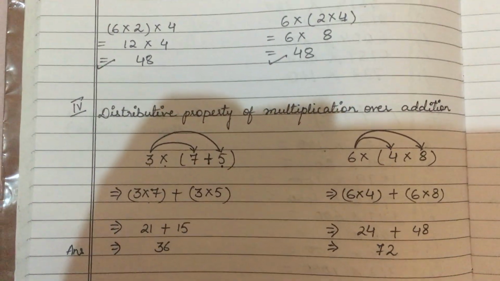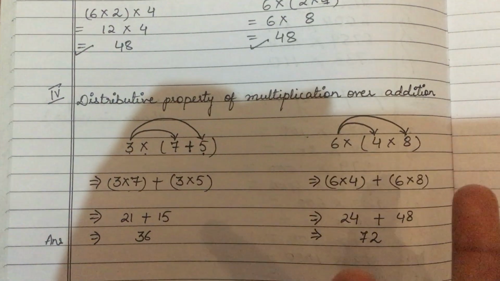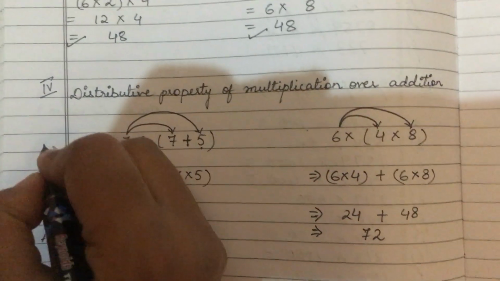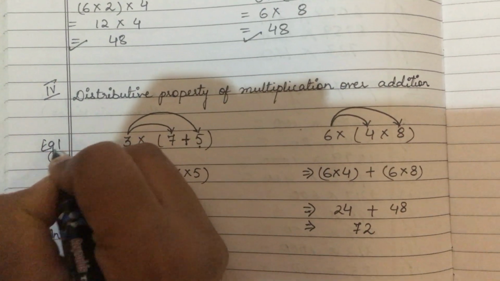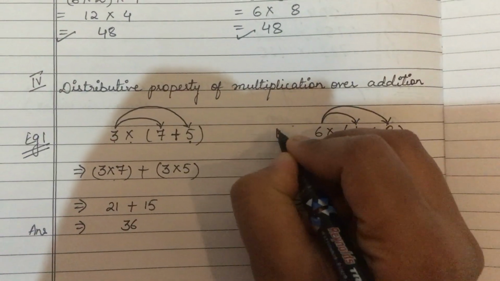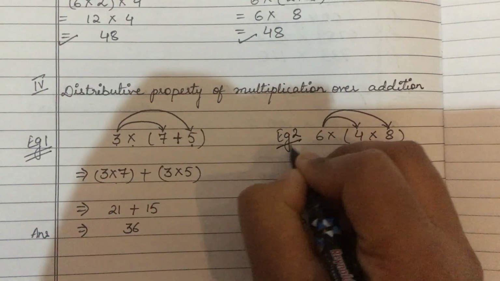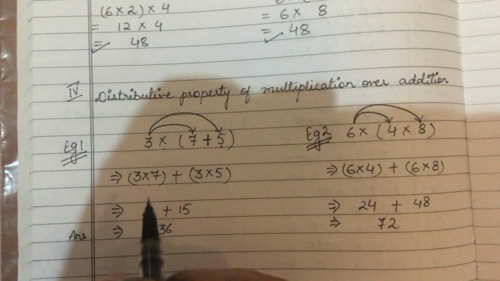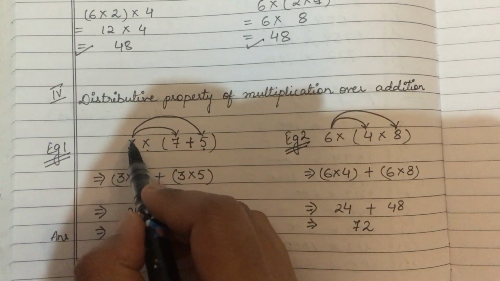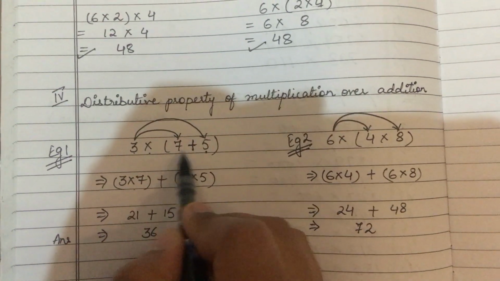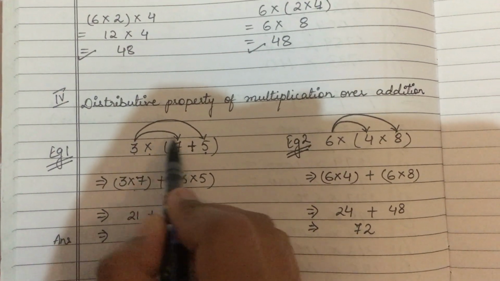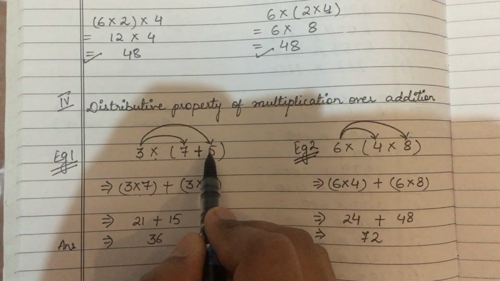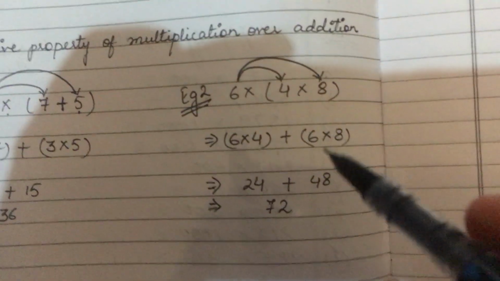Here you don't have to compare the answers. This is example 1 and this is example 2. Here you have to distribute 3 between these two. You have to distribute 3 with 7 and with 5. Let's see the next example.